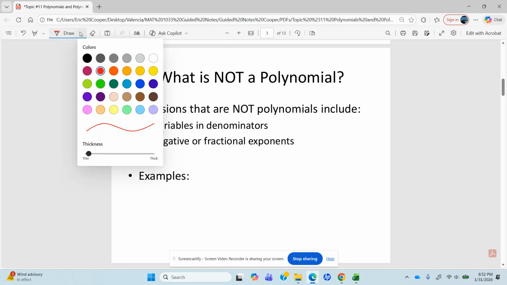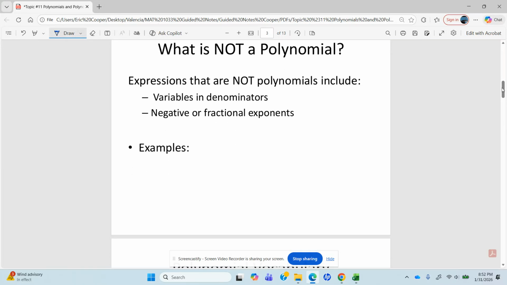What are not exponents? So very important. There's some things that could look like exponents that are not. For example, if we have variables in the denominator, something like 1 over x, or something like 2 over x squared plus 3, these are not polynomials.